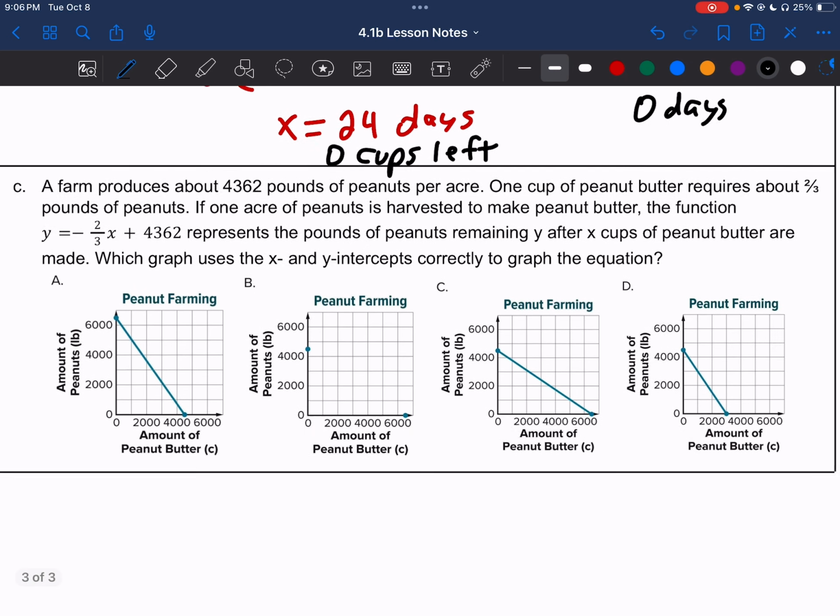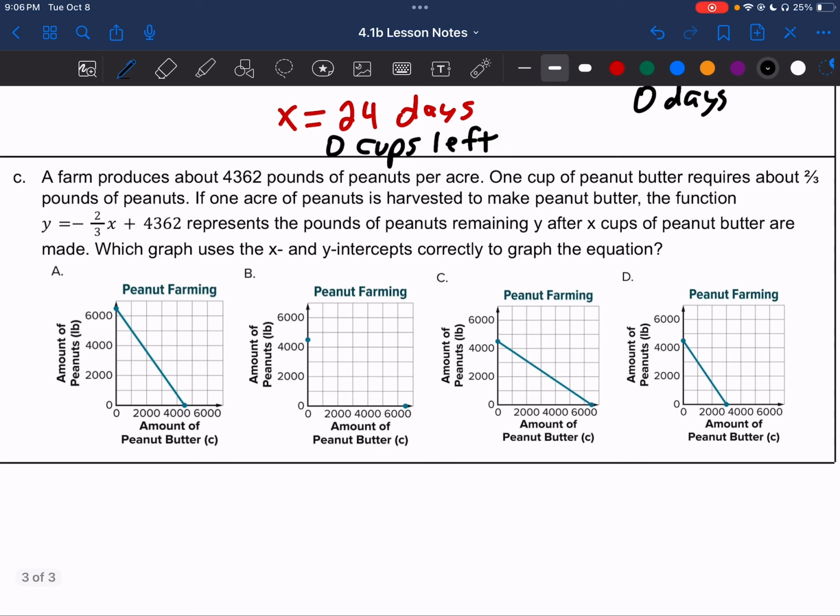All right, letter C, we have farm products. So a farm is producing about 4,362 pounds of peanuts per acre. 1 cup of peanut butter requires about 2/3 pounds of peanuts. If 1 acre of peanuts is harvested to make peanut butter, the function y equals negative 2/3 x plus 4362 represents the pounds of peanuts remaining y after x cups of peanut butter are made. Which graph uses x and y intercepts correctly to graph the situation?